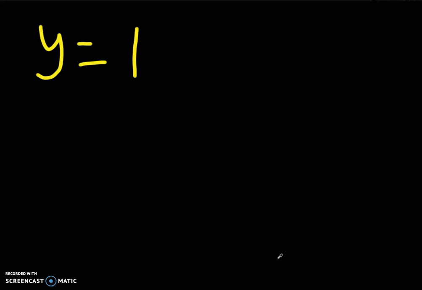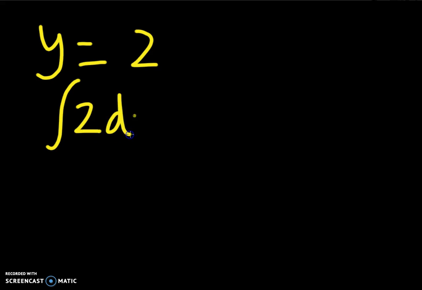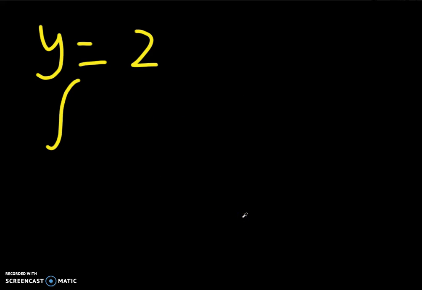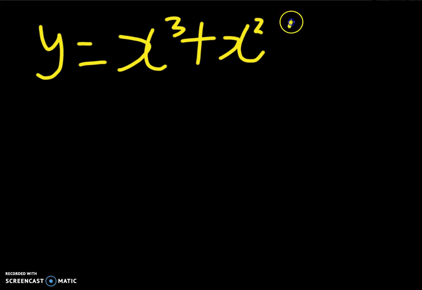If it's just y equals 2, integrate 2 with respect to x, okay, 2x. That's all, because when we derivate 2x, we get 2. And now let's try a bit of a more complicated version of integration. Okay, now we are asked to integrate this.